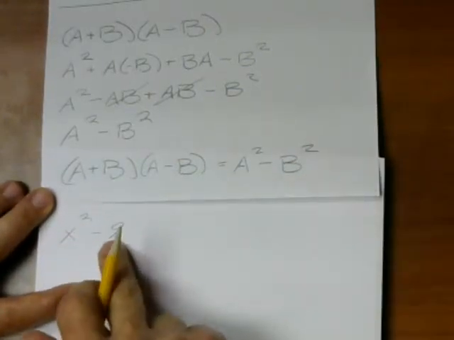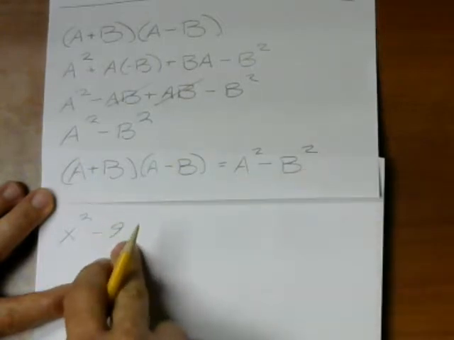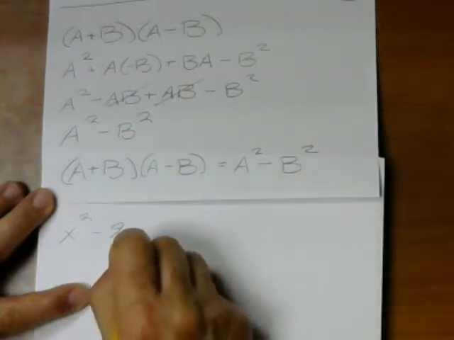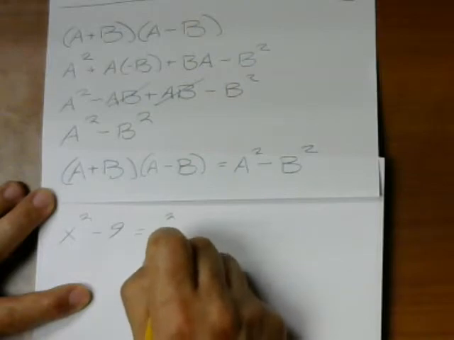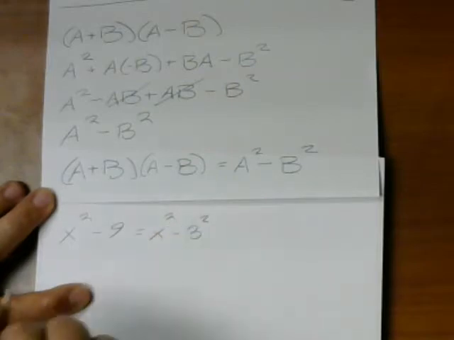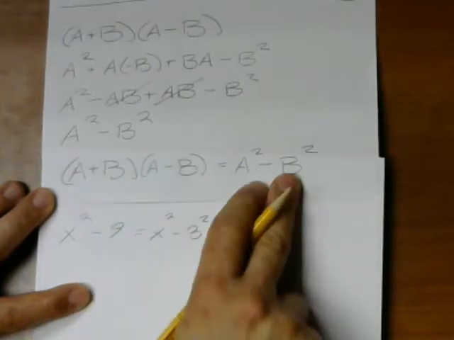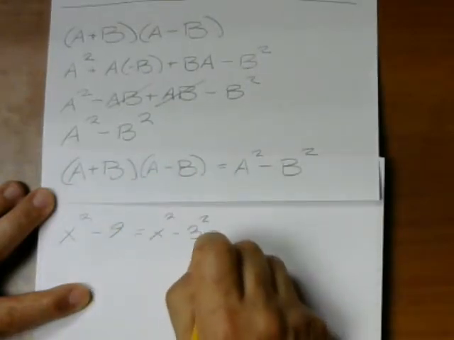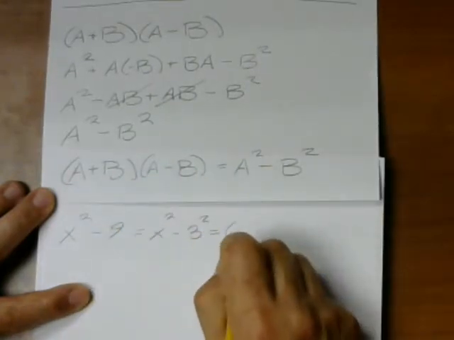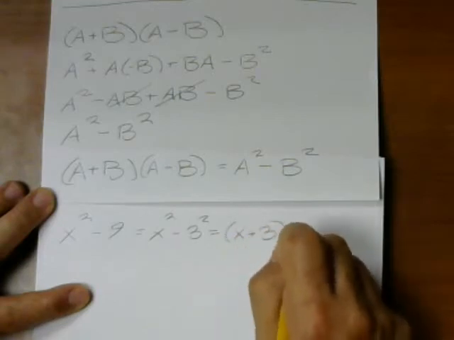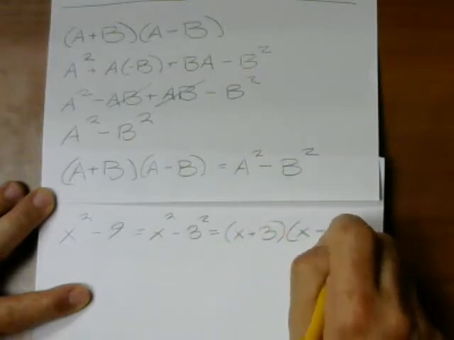well, you might say that's not of this form because this doesn't have a square, right? But I could always rewrite this as x squared minus 3 squared. I can go from this on the right to this on the left. So this would happen to be equal to x plus 3 times x minus 3.